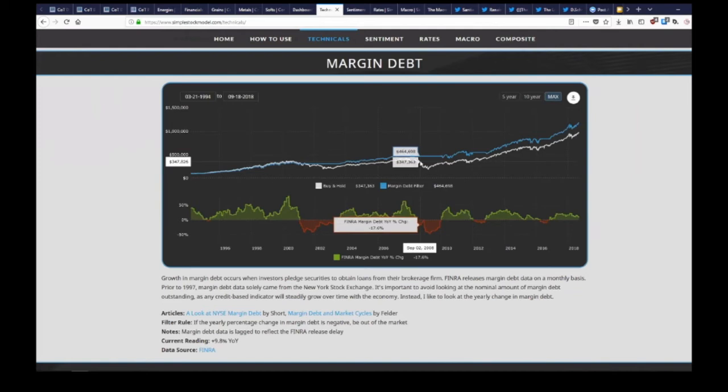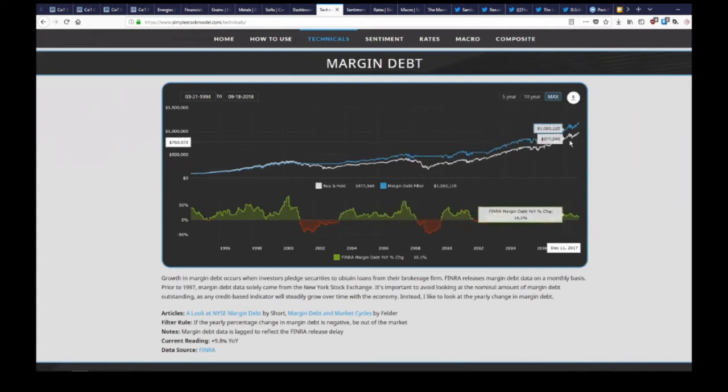That means when the level of margin debt is sort of falling year over year. And then the blue line is only being long S&P when margin debt growth is positive year over year. White line's buy and hold.